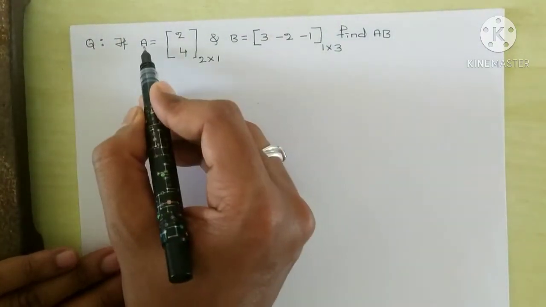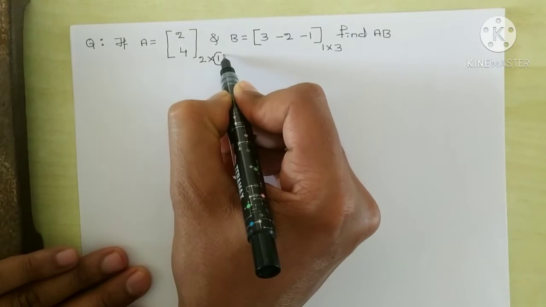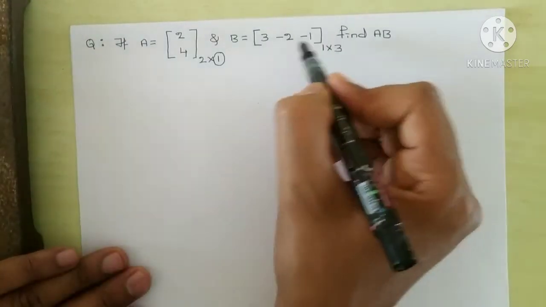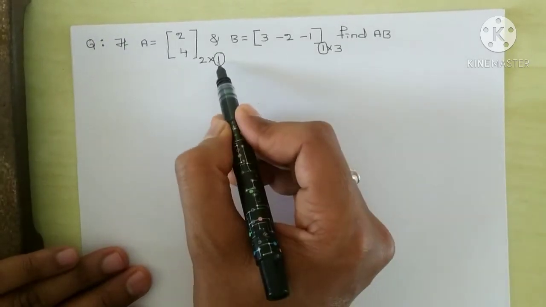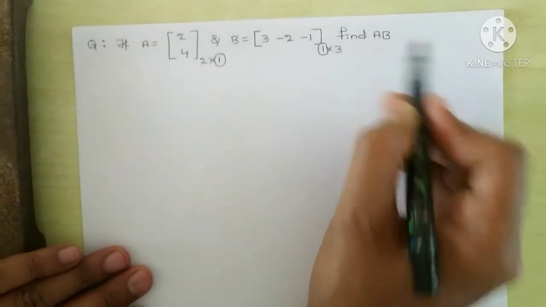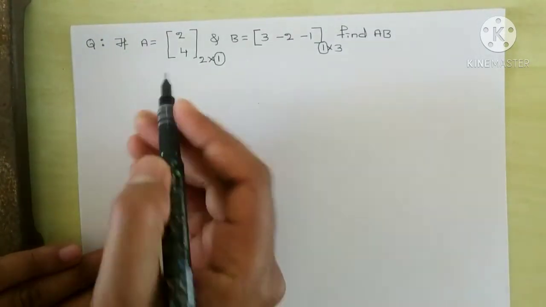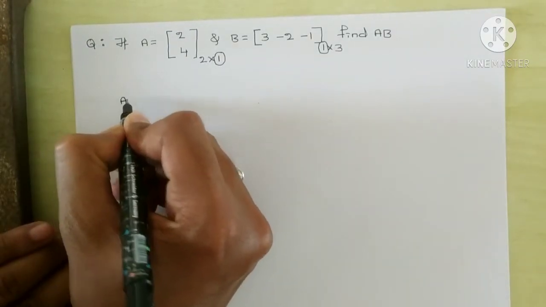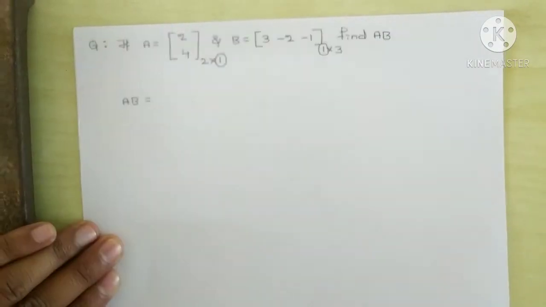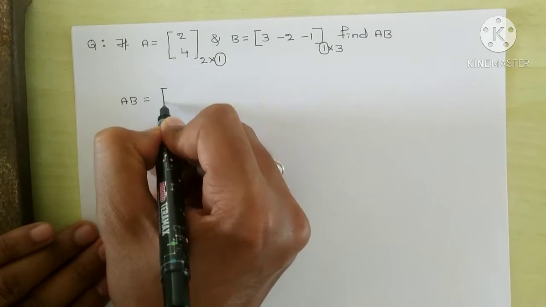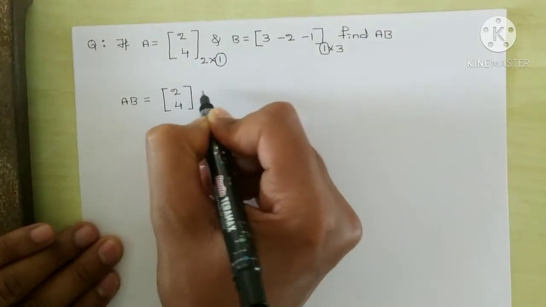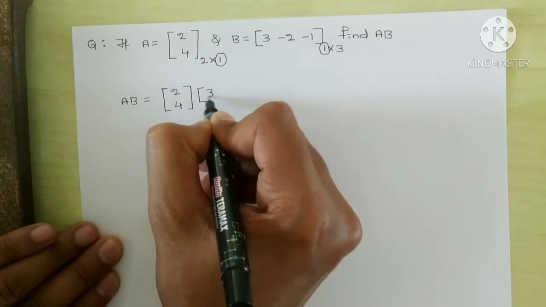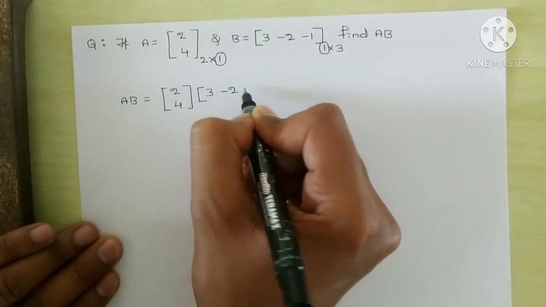So in the first matrix, number of columns only 1. Second matrix, number of rows only 1. Therefore 1 is equals to 1. Therefore A into B is possible. So first A, B is equals to, so first matrix value into second matrix value, 3 minus 2 minus 1.